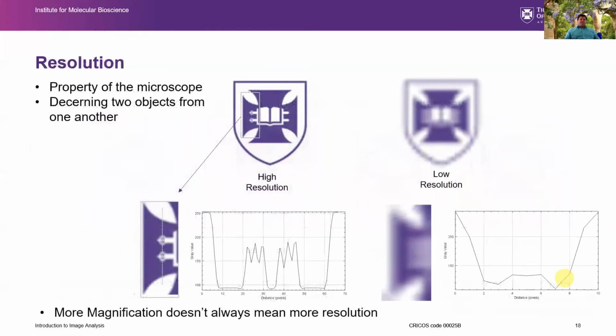Now, when we talk about resolution, it's a physical property of the optical system or the microscope. And there are multiple different ways to talk about resolution, but one of the main ways is to be able to discern 2 objects from one another. So if we have this high resolution example and this low resolution example, then as we zoom right in, if we have high resolution, we can detect the 3 parts to each buckle, whereas in the low resolution, we can't resolve that.